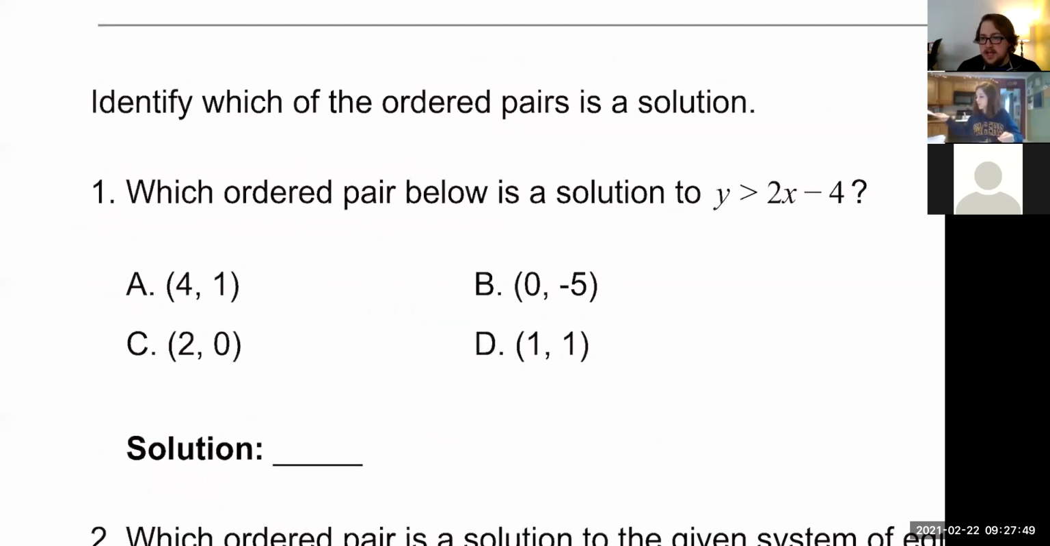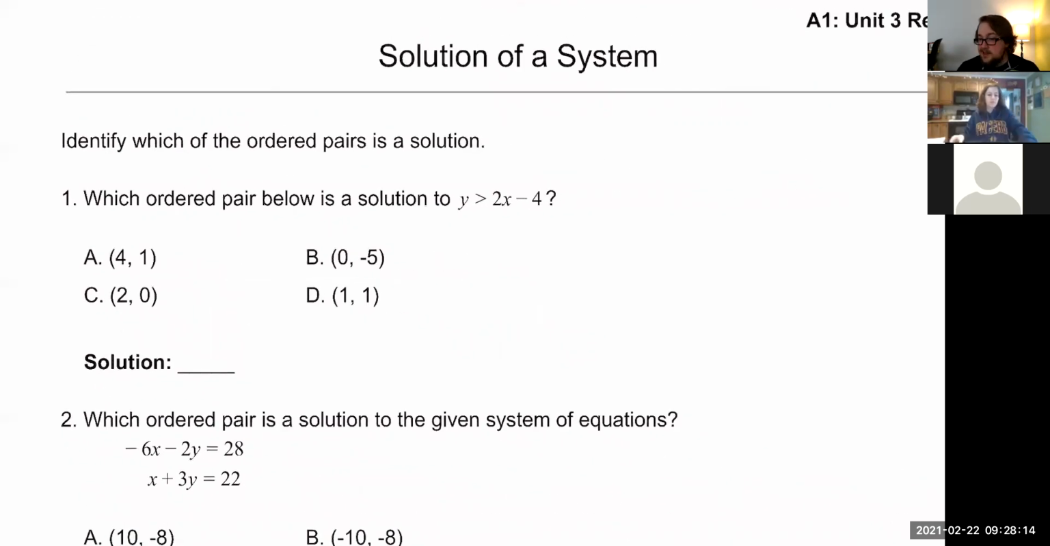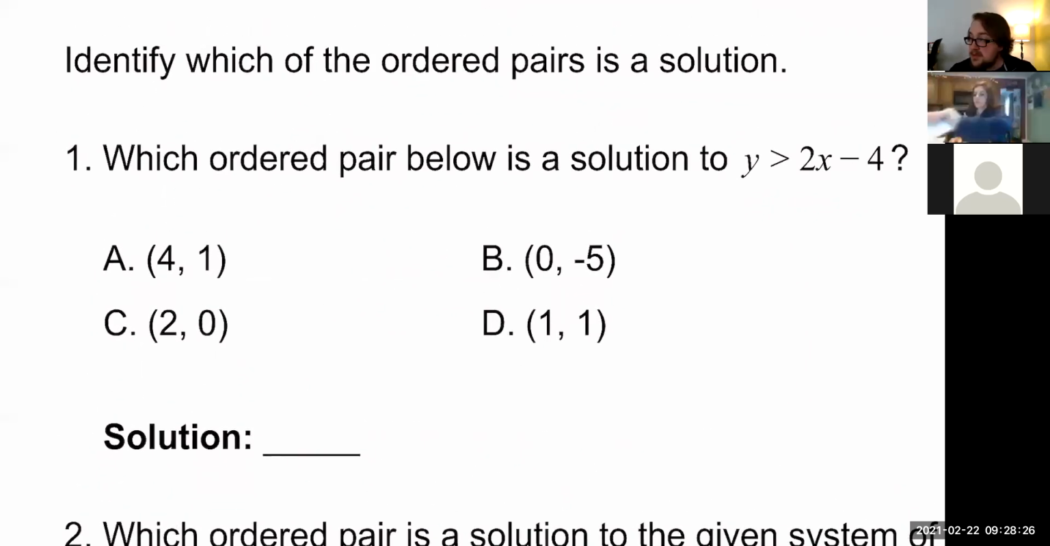So the first one here, the question is, which ordered pair below is a solution to the inequality y is greater than 2x minus 4? Now, typically, if we were solving this one, we would ideally like to graph it, look for the shaded region, and if those points are in the shaded region, we'd say, yep, it's a solution. But you'll notice very quickly, one thing I did not provide is a coordinate plane. So graphing is kind of not the most practical method here, but that's okay, because if we think about what ordered pairs are, they give us an x coordinate and a y coordinate.